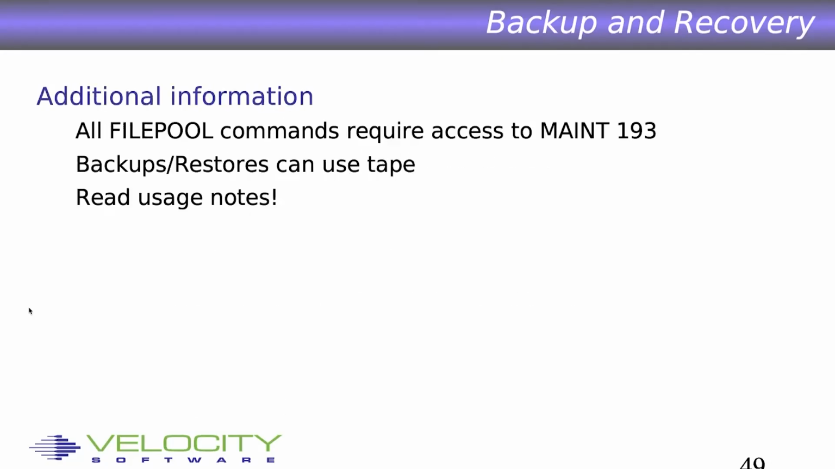All file pool commands require access to the 193 disk. It's very important. Backups and restores can use tape. Like I mentioned before, there are a lot of usage notes tied to these commands. So make sure you read them and understand what's going on.